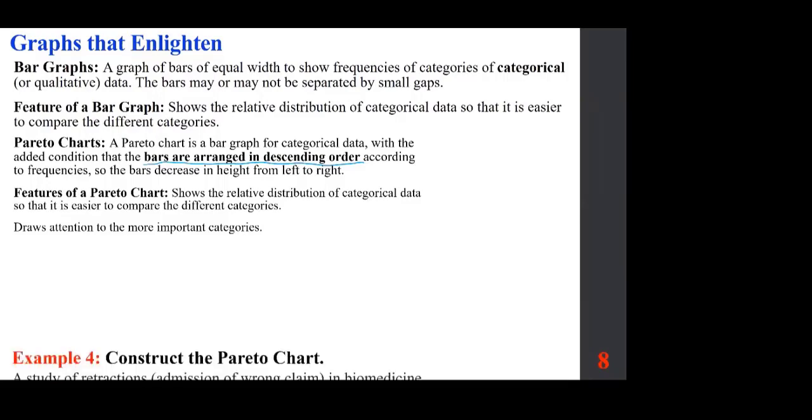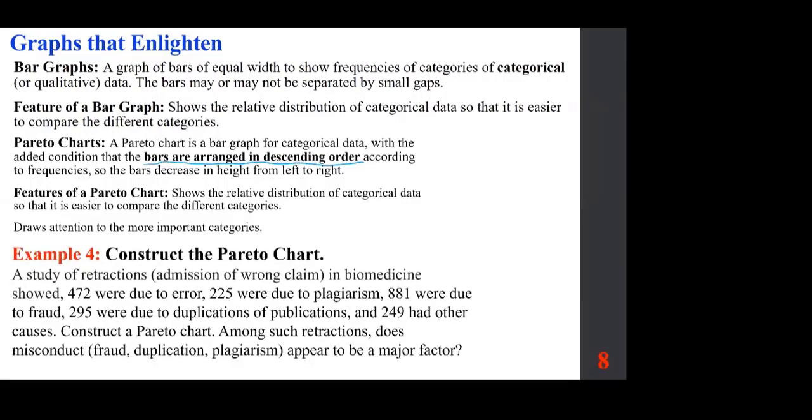And again, it has the same feature. So here's an example. We want to construct the Pareto chart for this example. Can somebody read the question for us, please? A study of retractions, admission of wrong claim in biomedicine, showed 472 were due to error, 225 were due to plagiarism, 881 were due to fraud, 295 were due to duplication of publications, and 249 had other causes. Construct a Pareto chart. Among such retractions, does misconduct, fraud, duplication, plagiarism appear to be a major factor? Thank you so much.